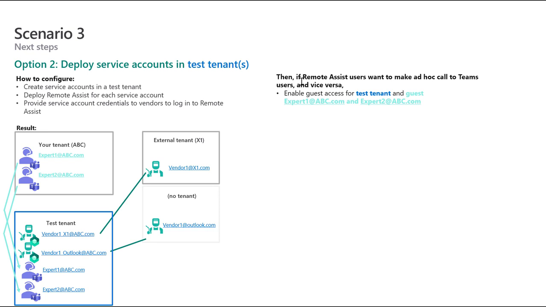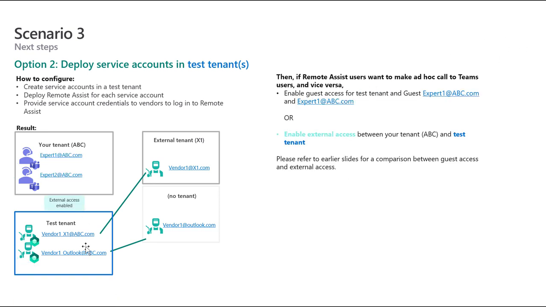If the Remote Assist users want to make an ad hoc call to Teams users and vice versa, then you will need to enable guest access for the test tenant and guest each of the experts that you want to collaborate with into this tenant. In this diagram I only show one test tenant, but there are scenarios where a customer might want to create a separate test tenant for each vendor company they're working with. The instructions I'm mentioning now will apply there too. Another option is for the test tenant to enable external access between the ABC tenant and the test tenant.